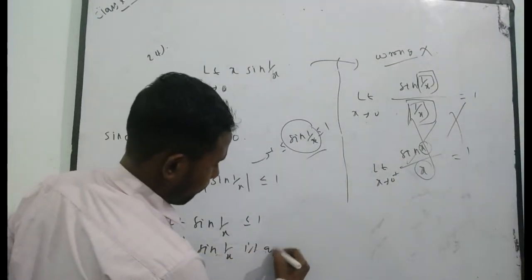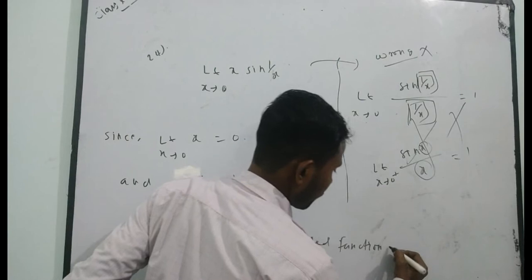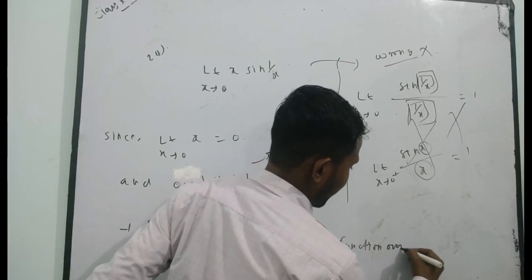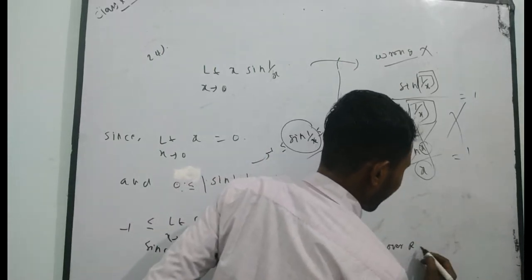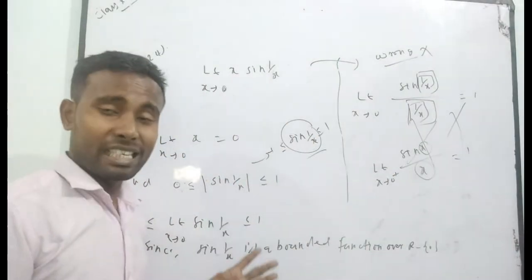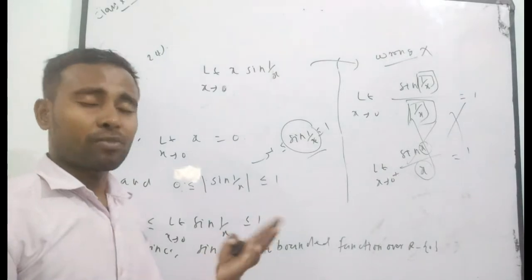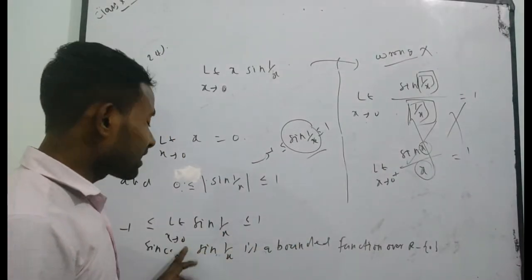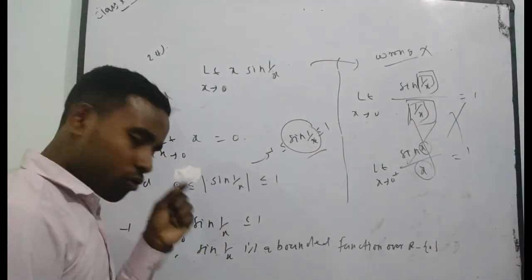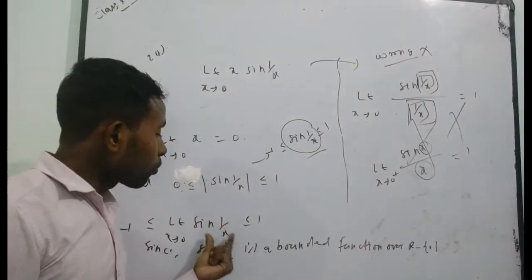Since sin(1/x) is a bounded function over the real numbers except 0, because if x is equal to 0 then it becomes 1/0, which is infinity. Infinity is not a real number, so it doesn't give any output. So I want to tell you, as x approaches 0, it becomes definitely slightly greater than 0 or slightly less than 0, but it is not exactly 0. So sin(1/x) is a bounded function.